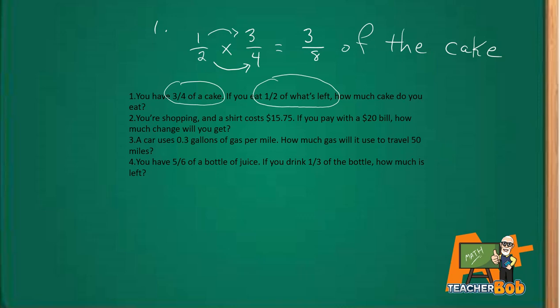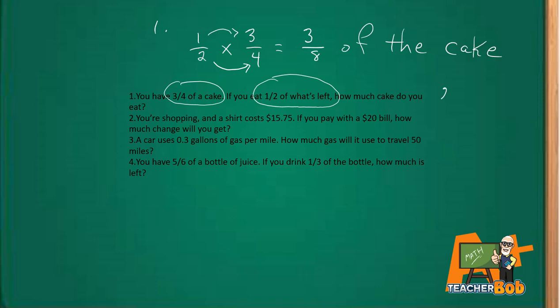Number 2, if you're shopping and a shirt costs $15.75, if you pay with a $20 bill, how much change will you get? Adding and subtracting numbers in decimal form is quite easy if you know how to add and subtract regular numbers, numbers without decimals. All you have to do is simply line up the decimals and then you add or subtract as you normally would, leaving the decimals all in a row, one above the other, right down into the answer.